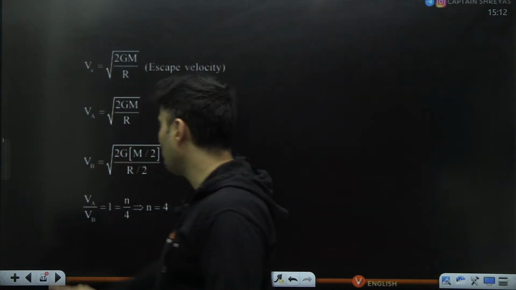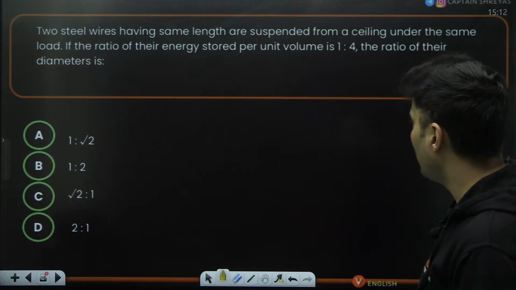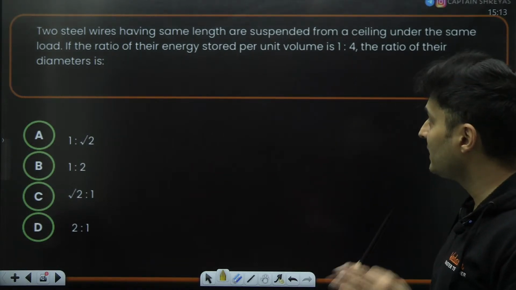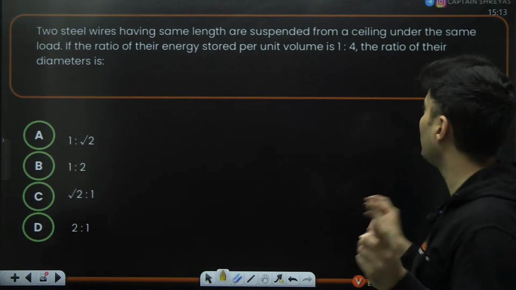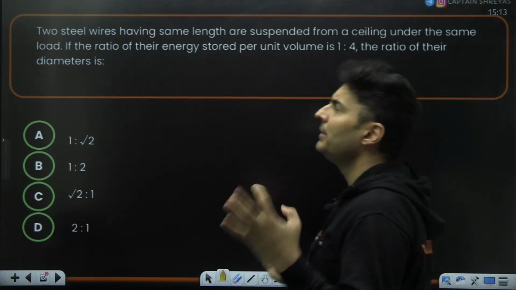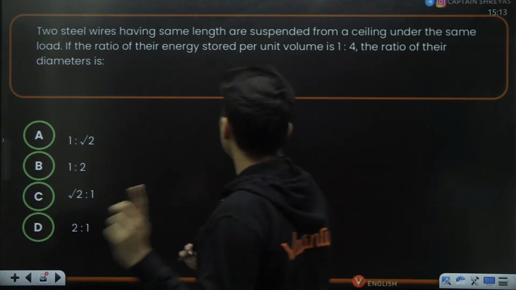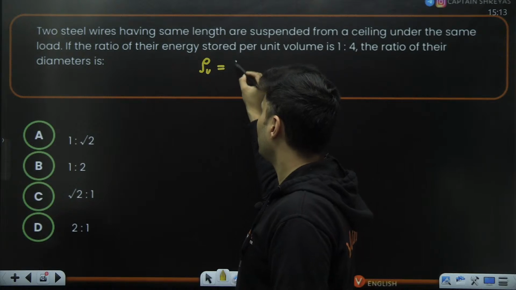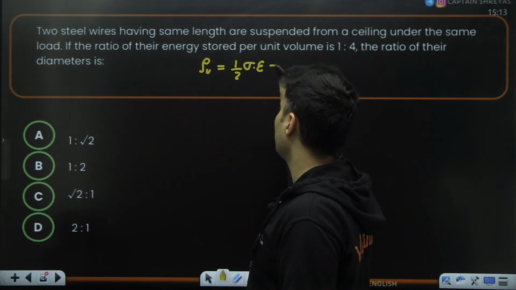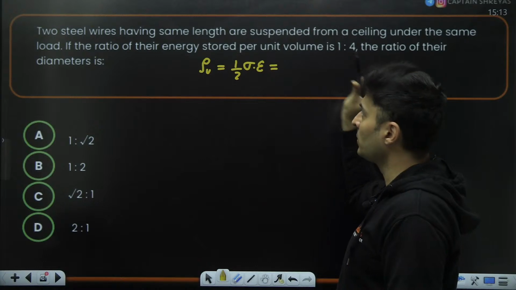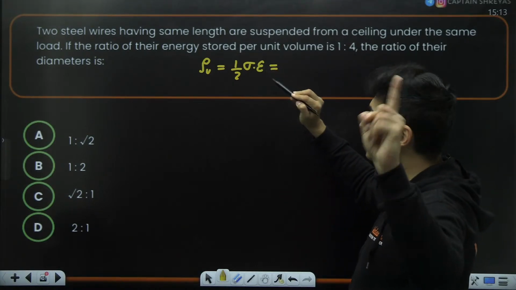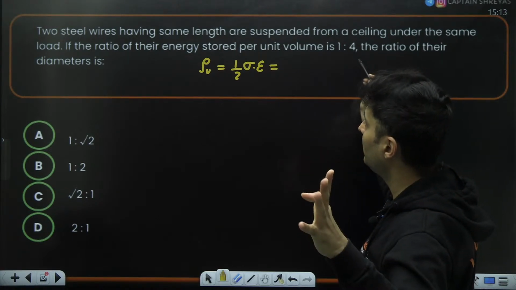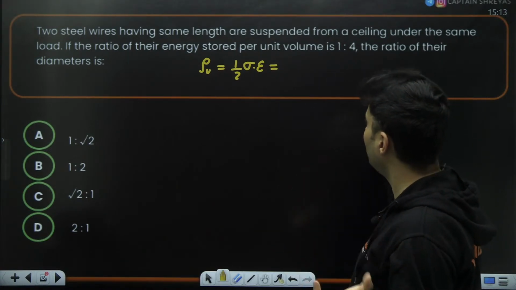Moving on to the next question on your screen. There are two wires having the same length and suspended from a ceiling under the same load. Ratio of the energy stored per unit volume is 1:4. The ratio of their diameters is? Remember, the formula for energy stored per unit volume is half stress into strain, but neither stress is known nor strain is known. Same steel wires mean Young's modulus is same. Load is same, but the diameters are different. Strain will also be different.